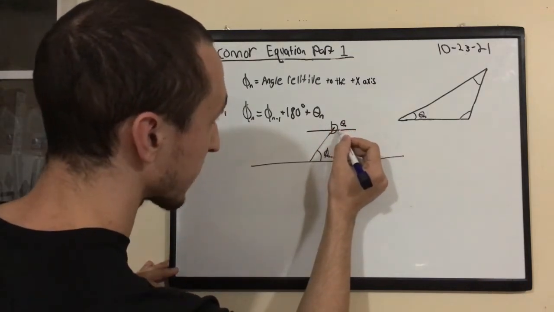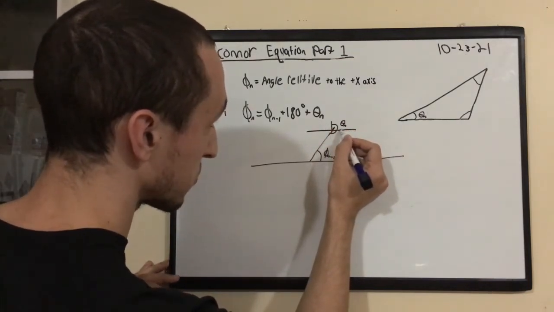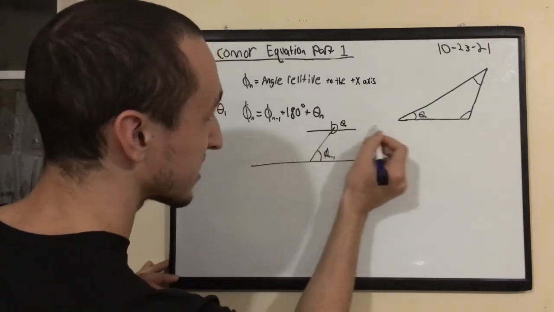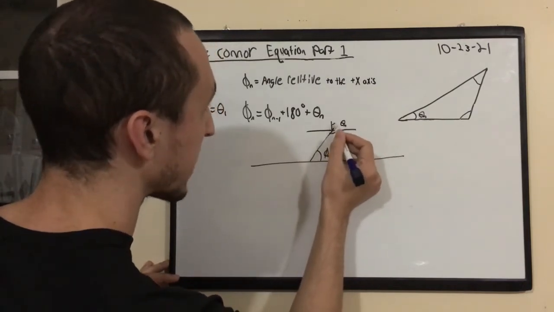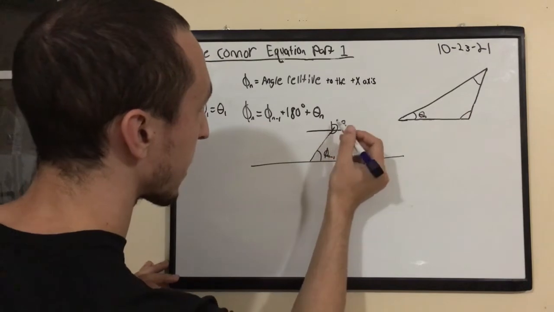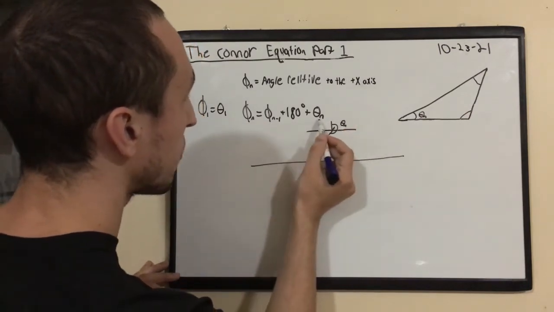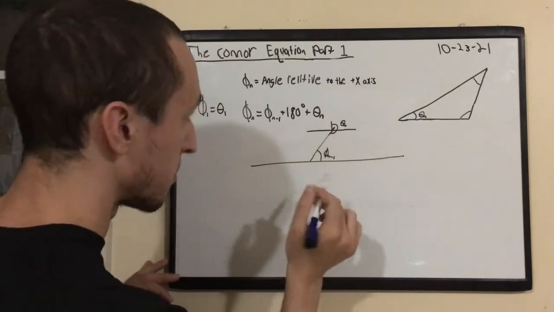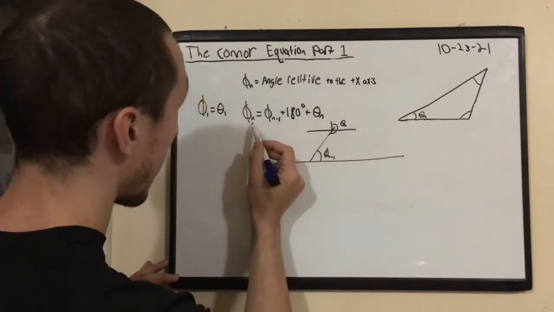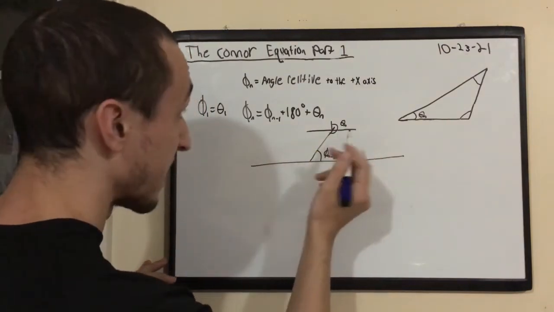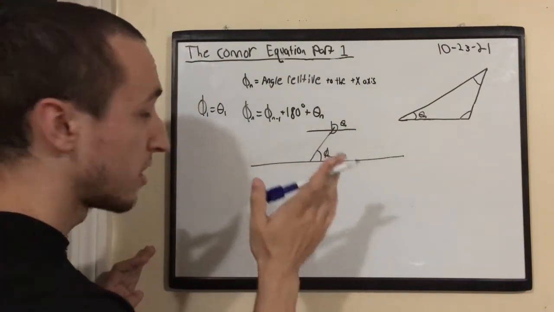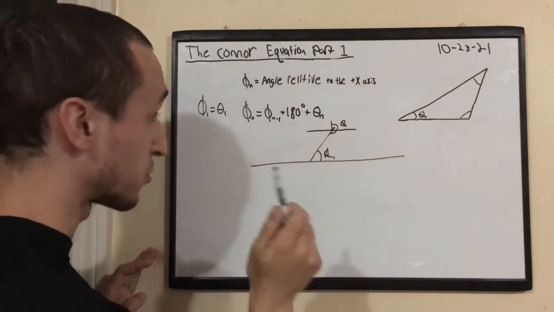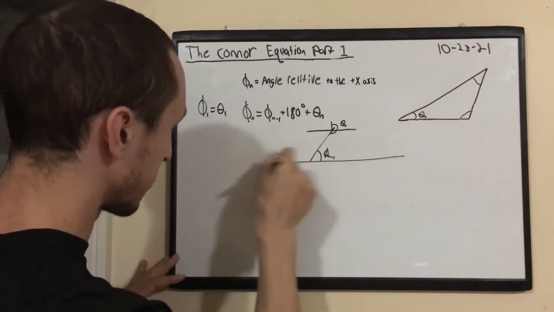So we started at the starting point, which is 0 degrees relative to the positive x-axis, and then we ended here. That means that after we add all this up, we're going to end up with phi n, which is the angle relative to the positive x-axis, which is what we want and what we need.